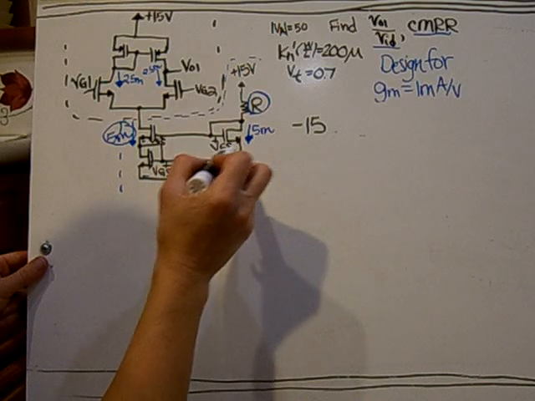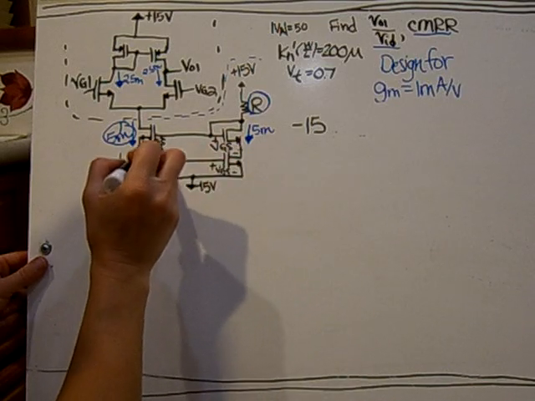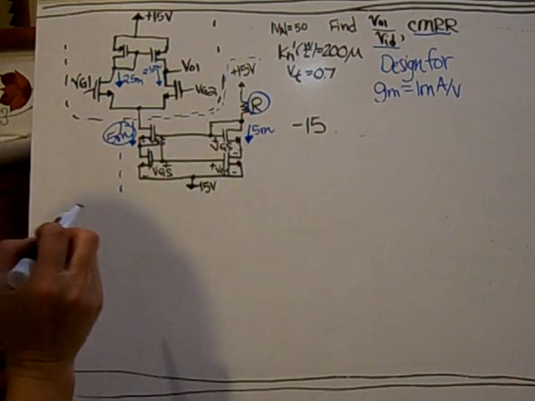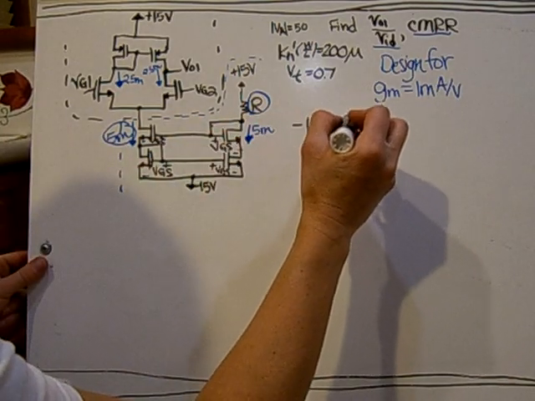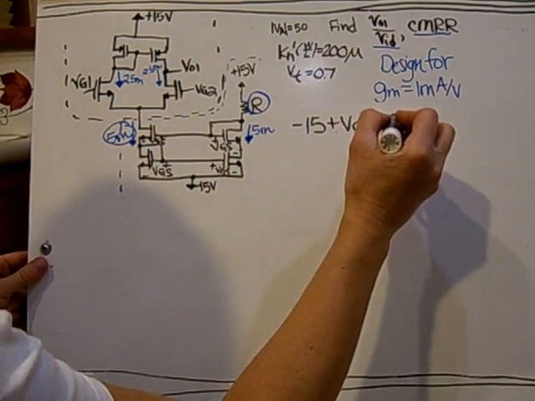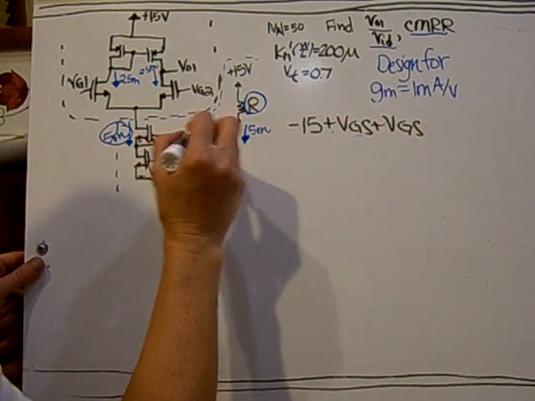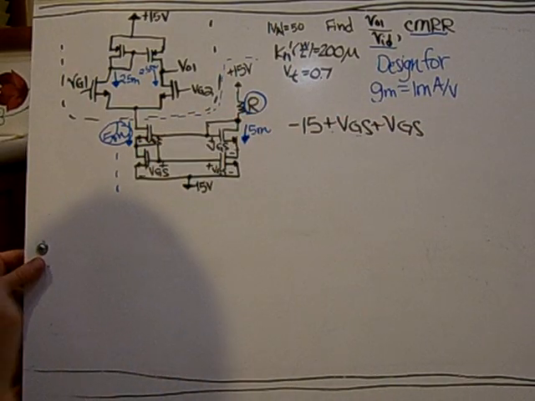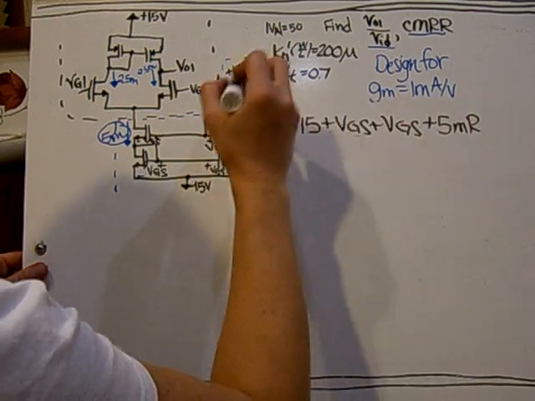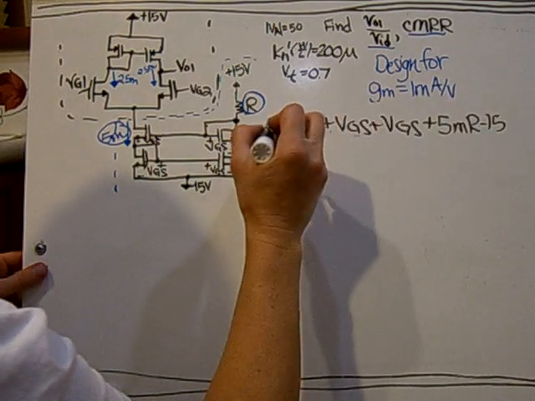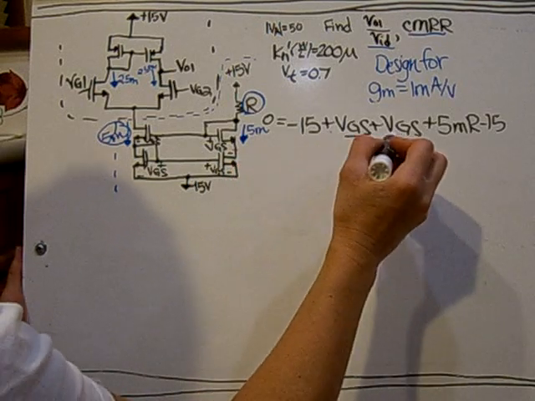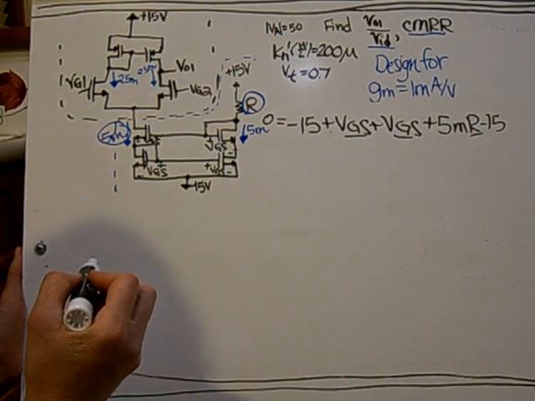Up here, I don't know the voltage between here and here, so I'm going to take this side because it's tied, and then again I know VGS, and that will be tied to this point here. So it will be a plus VGS from this transistor, and then a plus VGS from that transistor, which is also the same point as here. Then a plus 5 milli times R, and then the minus 15. That's all equal to 0. And I then have two unknowns, VGS and R.